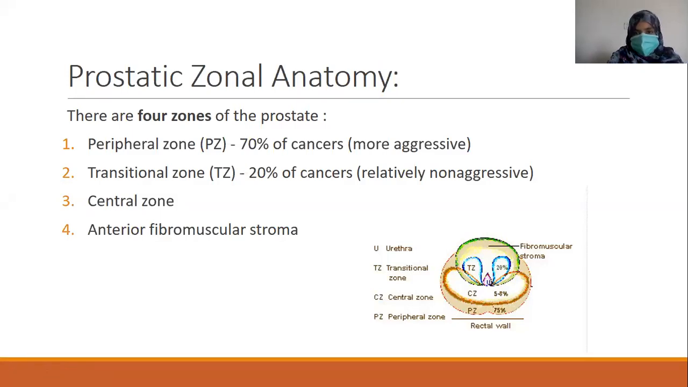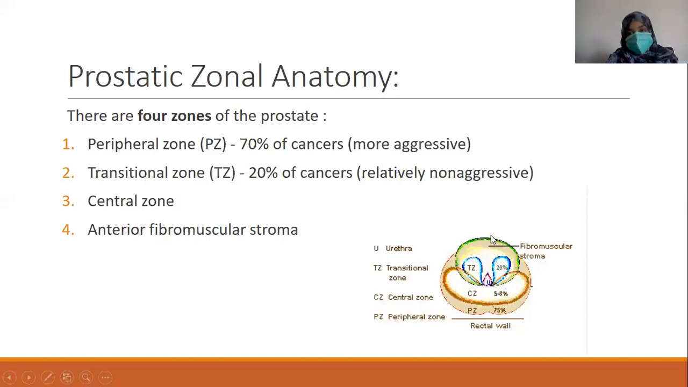As the name indicates, the periphery of the prostate is called the peripheral zone, and the zone around the urethra is called the transitional zone. This is the central zone, and this is the anterior fibromuscular stroma.